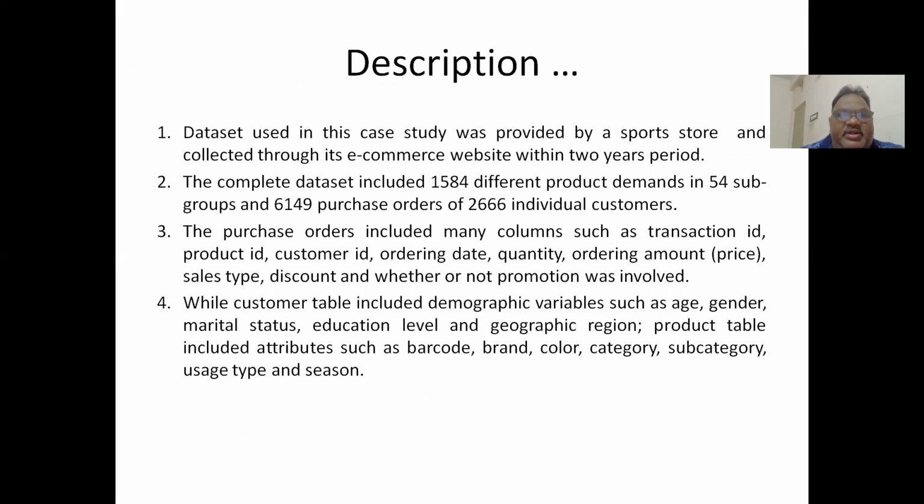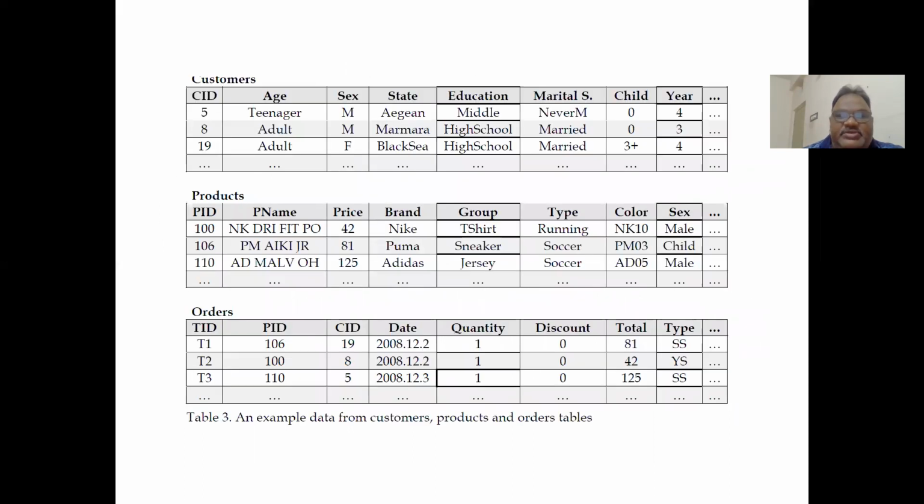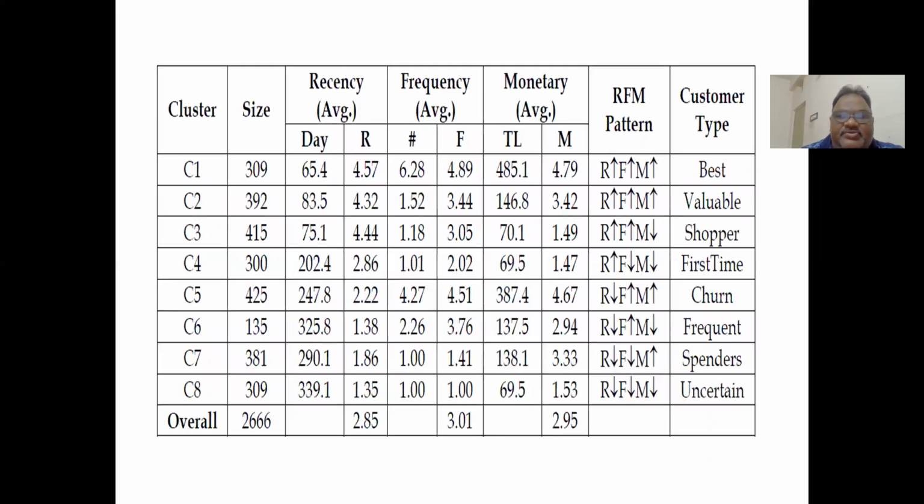Lastly, we have a data set. This case study was provided by a sports store and collected through its e-commerce website over a 2-year period. The complete data set includes 1,584 different product items, 54 subgroups, and 6,149 purchase orders from 2,616 different customers. The purchase order can include many columns such as transaction ID and product ID. I already explained about this.